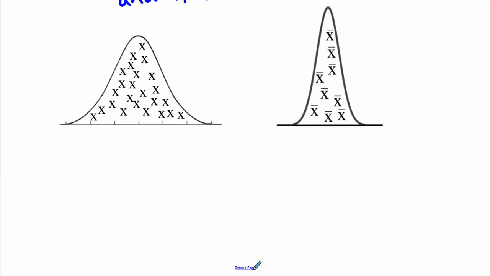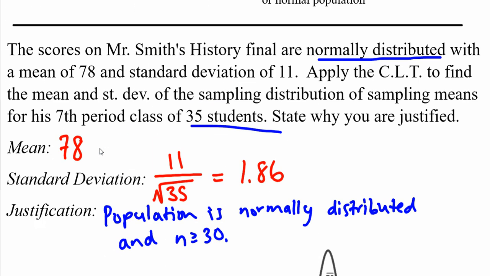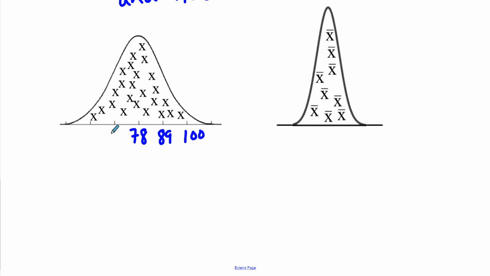So what we're really saying is for his individual students, his individual students tend to score 78 and have a standard deviation of 11, so 89 and then 100, and then did I say 78 right? Yep, and then going 11 below, 67, 56, right?